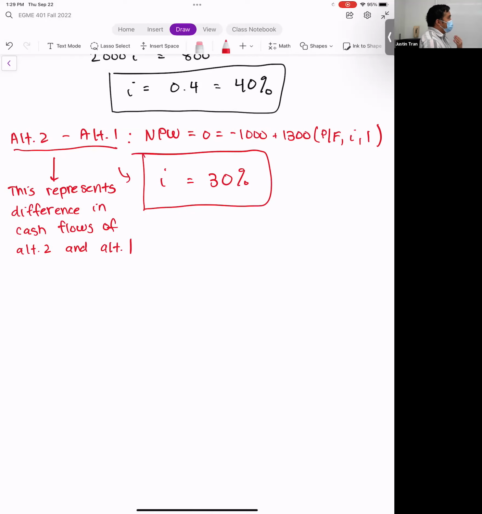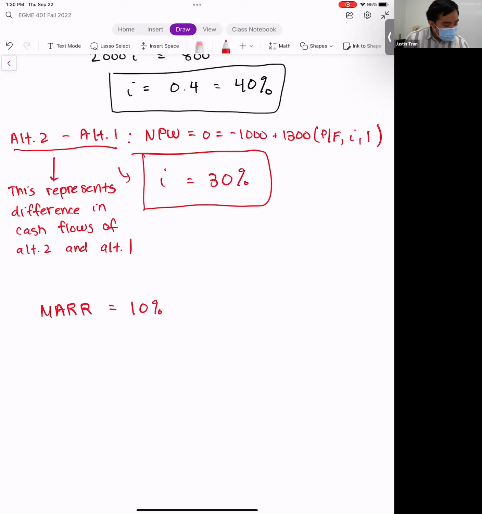And so what this is saying is that if we pick alternative 2 versus alternative 1, then the difference in the money that we're making, the rate of return on that, is 30%. Remember, in this problem, we're also given the MARR, and the MARR here is 10%. When I was defining the MARR as the minimum attractive rate of return, what I was really saying is that the rate of return of the difference between these two should be at least 10% in order for us to select the more expensive alternative.